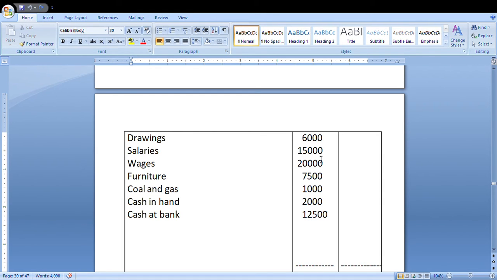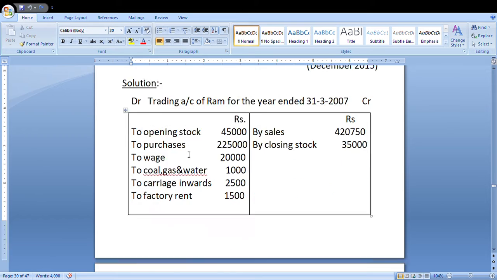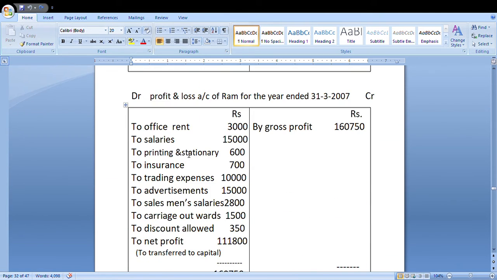Salaries. This is also expenditure. Enter it in the profit and loss account. Salaries 15,000.